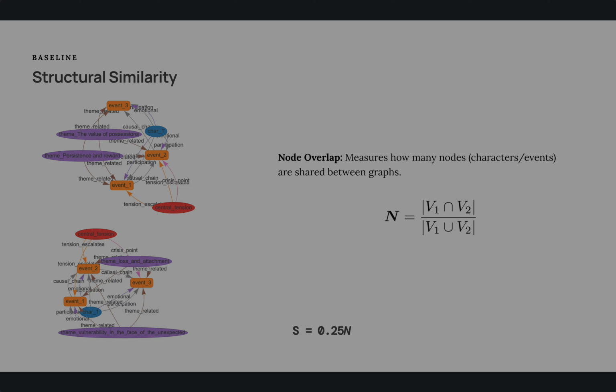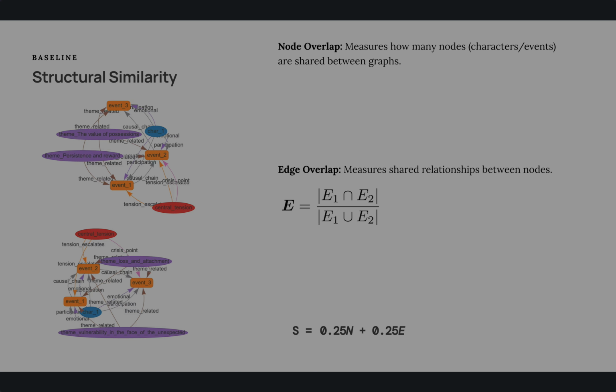We begin with node overlap, which measures how many narrative units, characters, events, and thematic nodes are shared between the two graphs. This is computed using a Jaccard-style ratio of shared to total nodes. Next, edge overlap compares the relational structure, how many causal, emotional, thematic, and participatory edges are shared. Together, these two metrics account for surface level alignment in narrative components and connections.